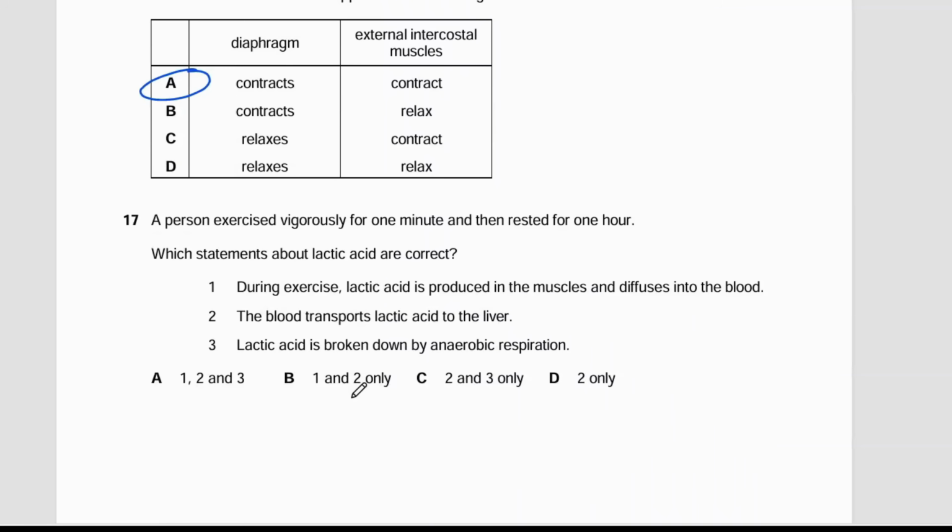A person exercised vigorously for 1 minute and then rested for 1 hour. Which statements about lactic acid are correct? During exercise, lactic acid is produced in the muscles and diffuses into the blood. Okay, this one is correct. The blood transports lactic acid to the liver. This is also correct. Lactic acid is broken down by anaerobic respiration. No, this is broken down by aerobic respiration. Produced by anaerobic but broken down by aerobic. That's why it's called oxygen debt, because more oxygen is taken in to break it down. So 1 and 2 only.